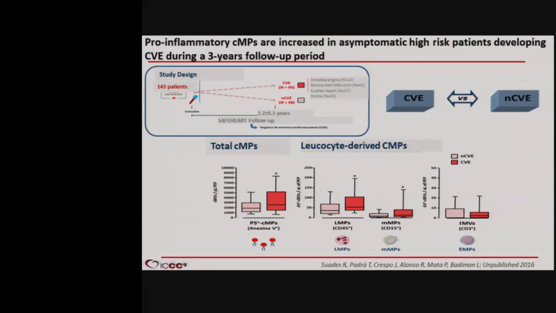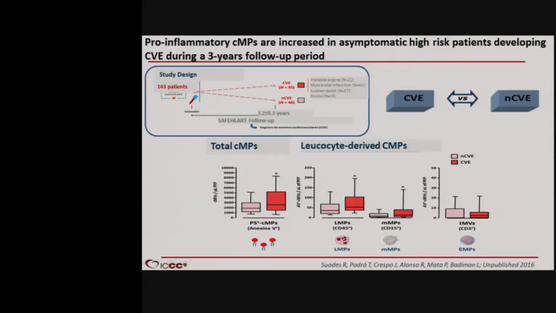So we wanted to challenge the system, and we said, let's see which microparticles at entry time can predict the appearance of an event. As an event, we consider unstable angina, myocardial infarction, sudden death, or stroke. This is preliminary, unpublished data, which we presented at the European Society of Cardiology meeting. You see that some microparticles are already coming with a positive result 3 years before the event.